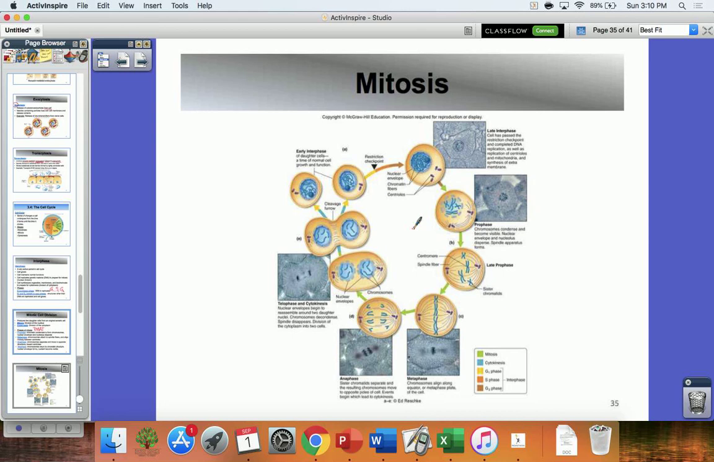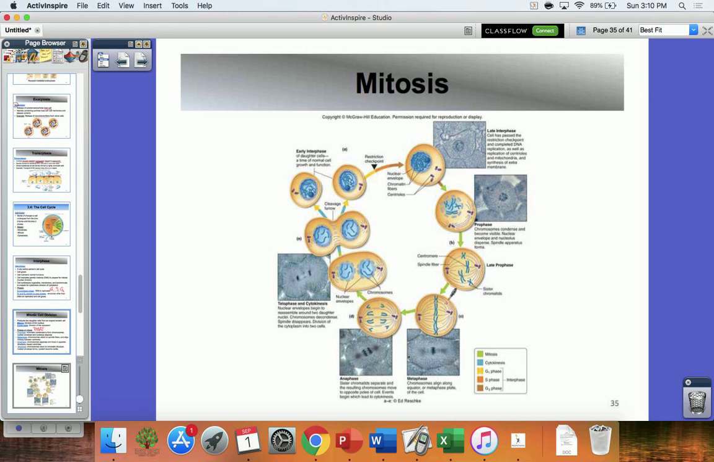So again, we have late interphase here, where it's still chromatin and centrioles. And then beginning prophase here, where the centrioles are moving to opposite ends and chromosomes are beginning to form. Late prophase, chromosomes are starting to form a little bit more, centrioles are on opposite ends. Then there's metaphase, where chromosomes are in the middle.